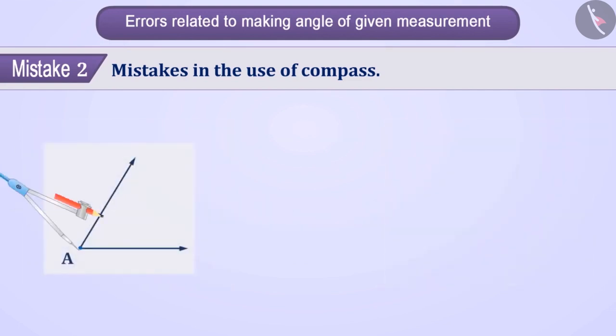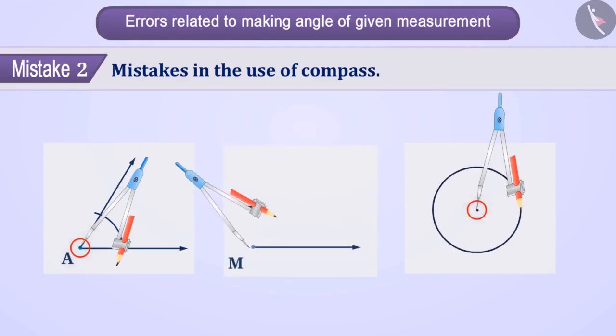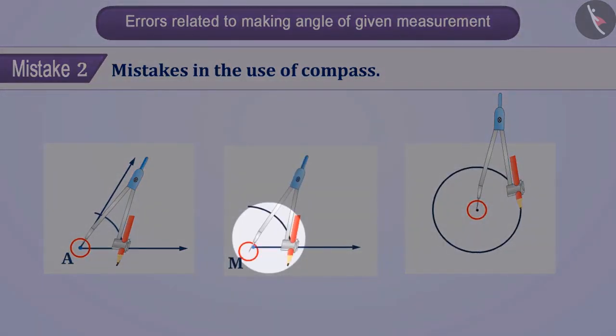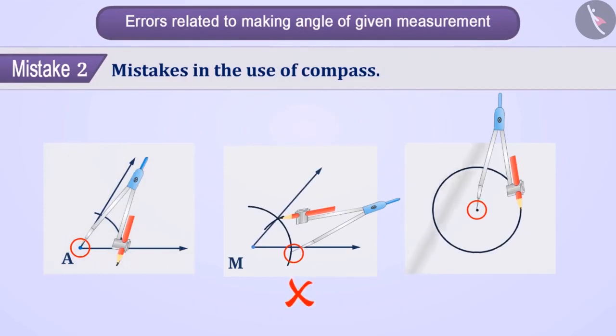While drawing an arc or drawing a circle, children are unable to keep the pointed end fixed at one place and it slips. This causes a wrong arc. You can avoid this mistake by drawing arcs and circles with the compass over and over again for practice.